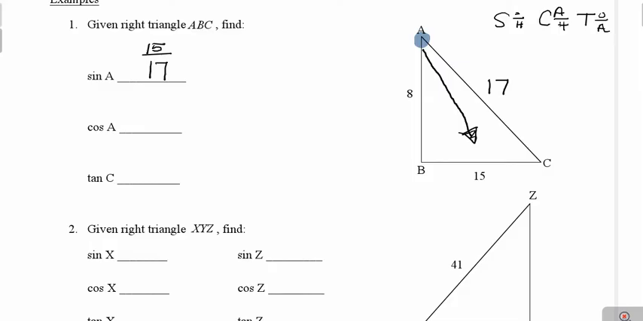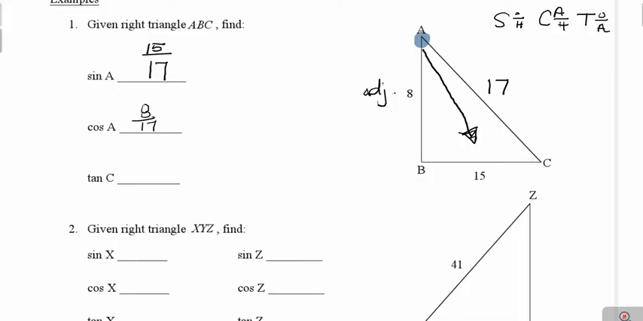Now we want the cosine of angle A. So cosine is adjacent over hypotenuse. Adjacent would be the side that's next to it. So that would have to be AB, because we know the other side, AC, is the hypotenuse. And adjacent and hypotenuse cannot be the same thing. So cosine of angle A would be 8 over 17.